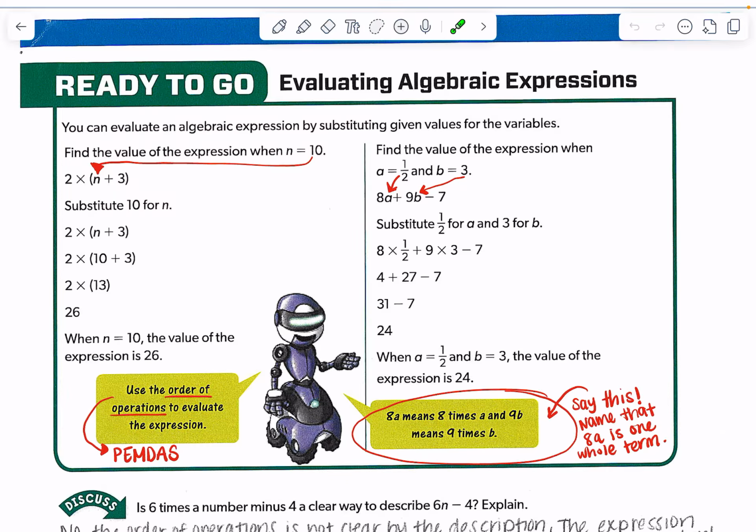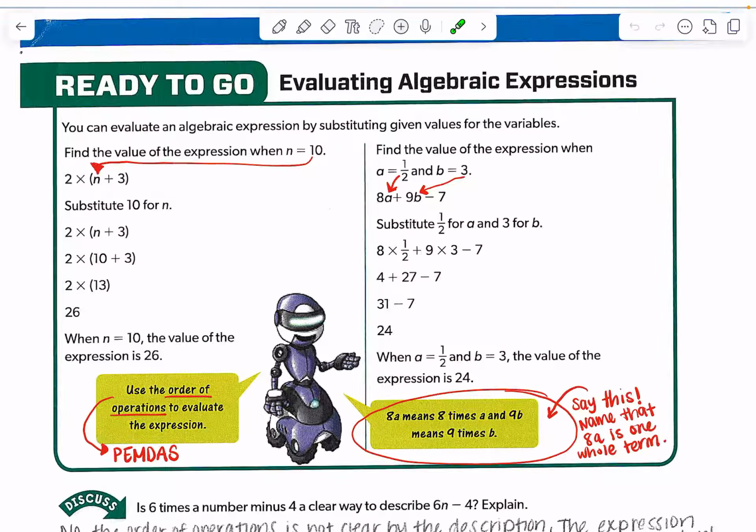Yesterday, students were writing expressions and applying them to real-world scenarios. Today, students are going to continue evaluating algebraic expressions by substituting given values for the variables.